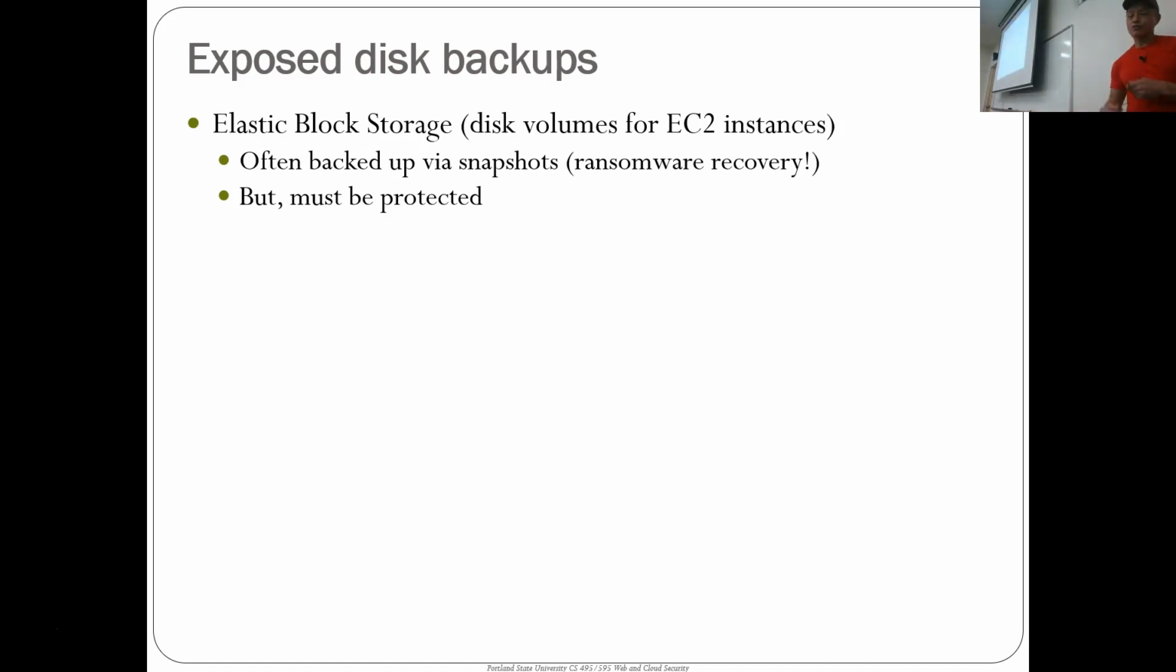Another issue is exposed disk backups. We talked about virtual machines wanting to back up their disk volumes. For EC2 instances, persistent disks are what they're referred to in Google Cloud, and they're often backed up as snapshots. Every company must take these snapshots, because otherwise you can get ransomwared, right? One of the key recommendations to address the ransomware attack is to make sure all of your backups work and the infrastructure works.